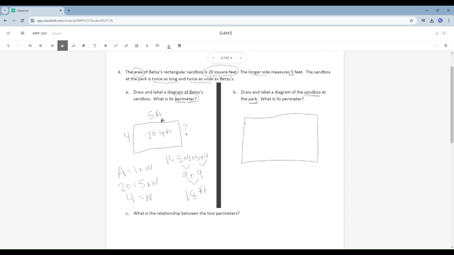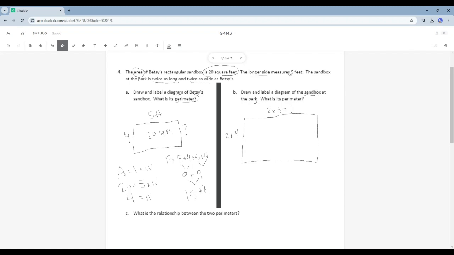And we need to refer back to letter A because this tells me the dimensions of Betsy's sandbox. So hers was 5 feet as the length, but it tells me that the sandbox at the park is twice as long. And we see this word twice, that means we're going to multiply by 2. So 2 times 5 and twice as wide, which means we multiply by 2 for my width. So 2 times 4 over here.